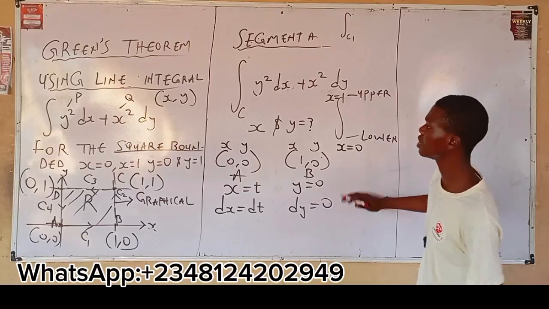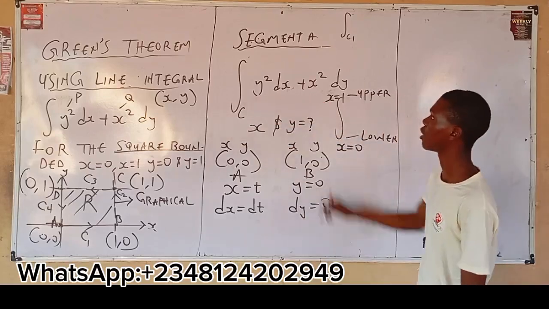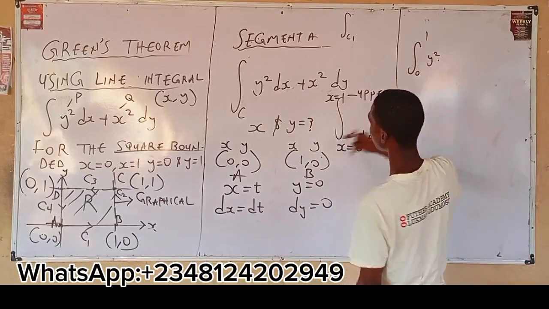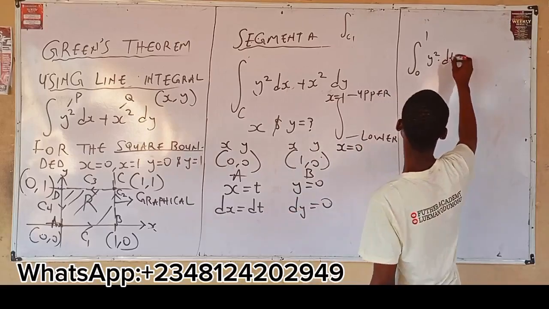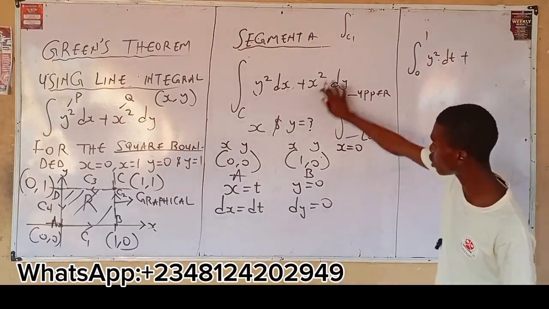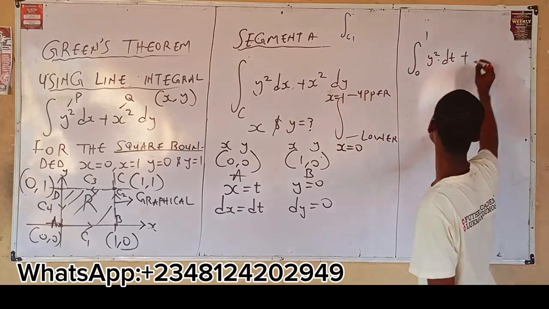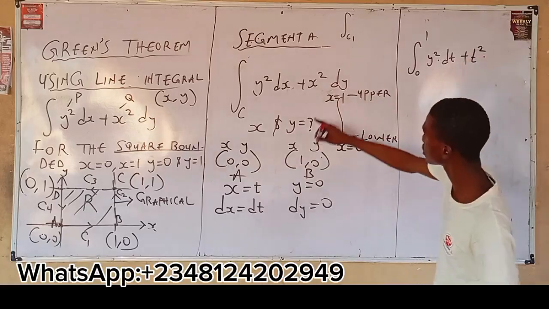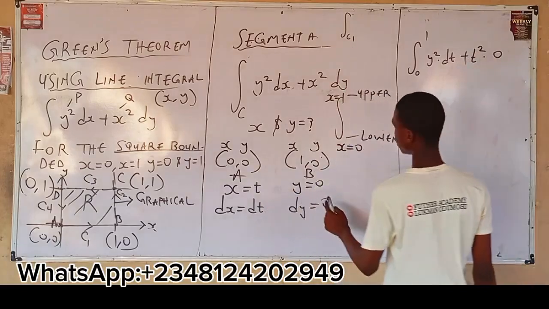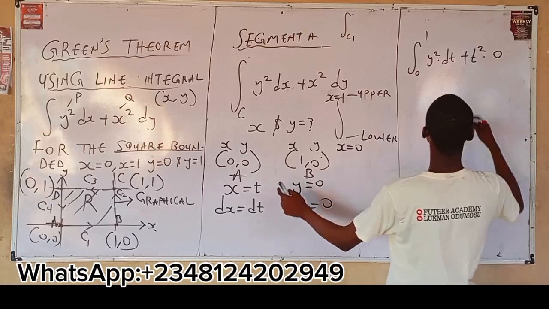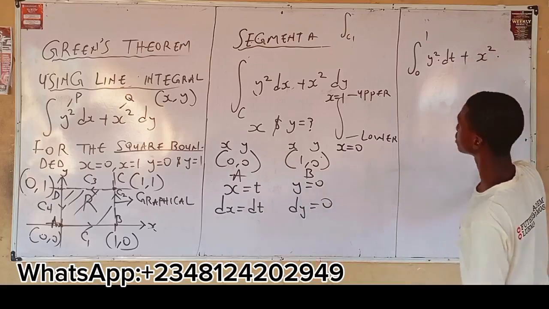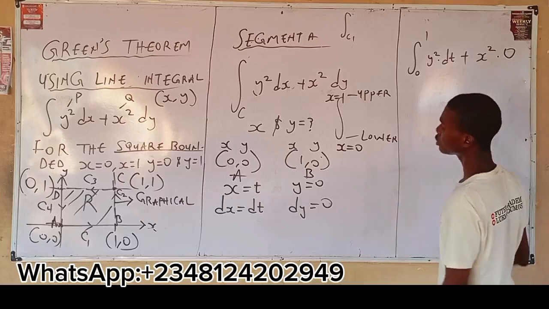All these values that you've estimated, substitute them in the line integral for segment A. You have the integral from 0 to 1 of y squared dx, which is dt, plus x squared dy. Your x is t here, so x squared becomes t squared, and your dy here is 0.